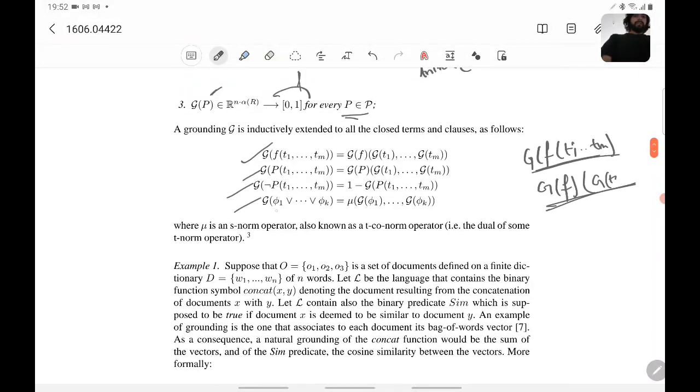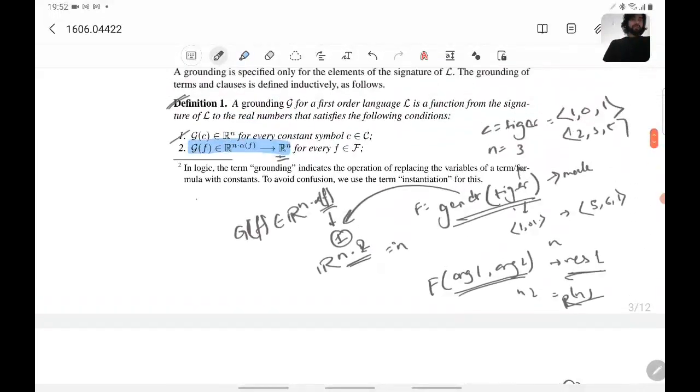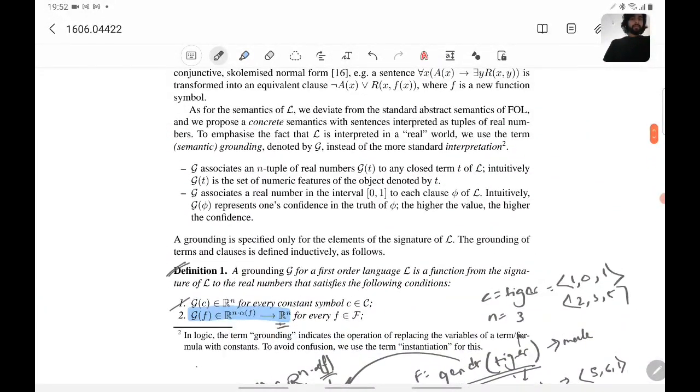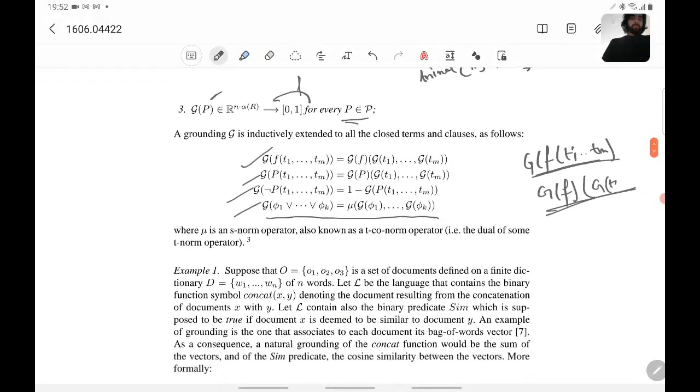And the last one is a bit different. It says, let's say the grounding is applied to phi of phi 1 or phi 2 to phi k. Phi is a closed clause. It is basically a sentence, kind of like an or, and whatever the grounding is of the whole thing, it will be whatever the value is of the whole thing.